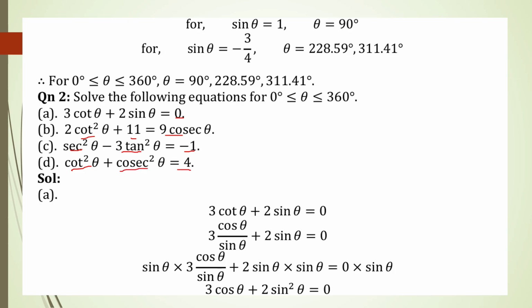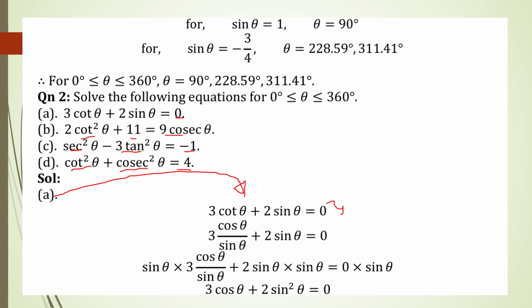So for part A, since we don't have any squared component, you simply convert everything in terms of sine and cos. After that, you find the LCM, then you make everything linear and then you simplify. So for part A, we are going to handle it that way. We only substitute for trig identities when you're having a squared component. So for this case, we have 3 cot theta plus 2 sin theta equal to 0.